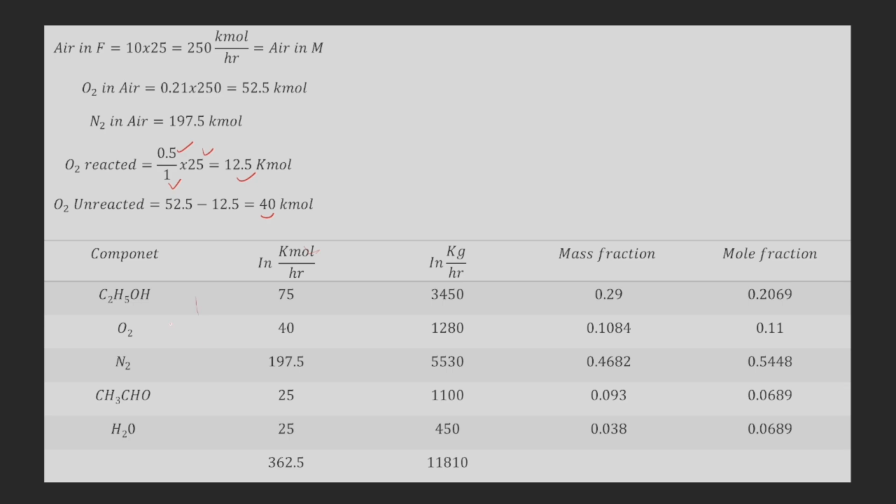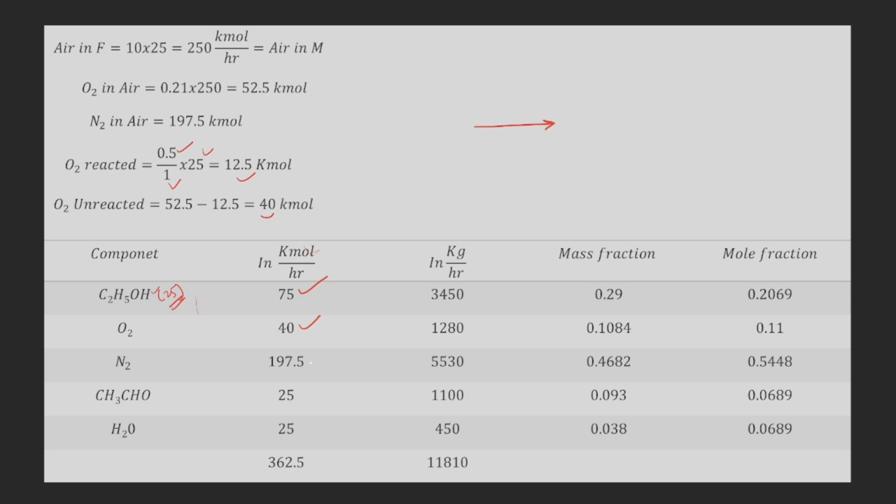So C2H5OH, O2, N2, CH3CHO, H2O. See, C2H5OH, it is saying outlet of the reactor. C2H5OH is the feed, so outlet will be 75 because it is reacting 25. So 75 will be the outlet of the reactor. O2 will be unreacted at the outlet of the reactor, 40.